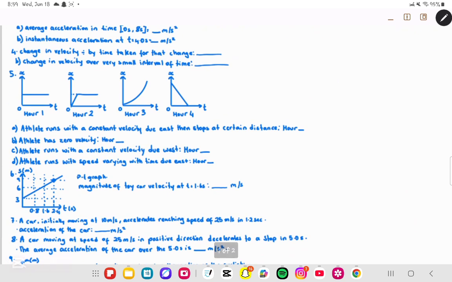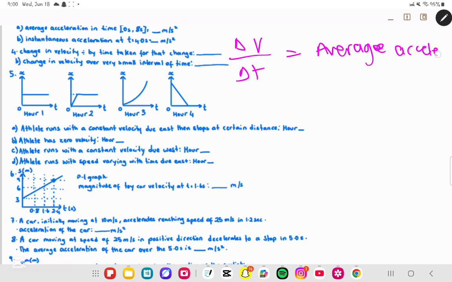We move on to question number 4. What does it say in question number 4? Change in velocity divided by time taken for that change. So the change in velocity, delta V, over the time taken, delta T. This is for sure the average acceleration. Right? Now, the change in velocity over a very small interval of time.